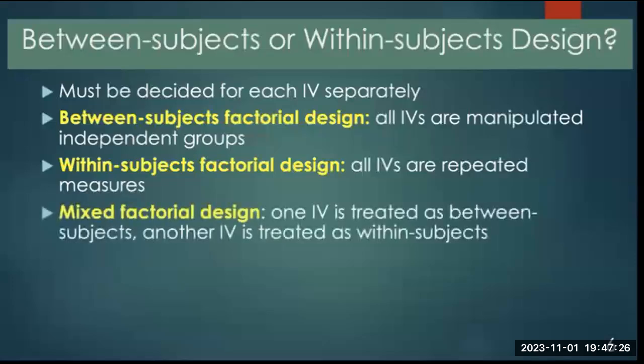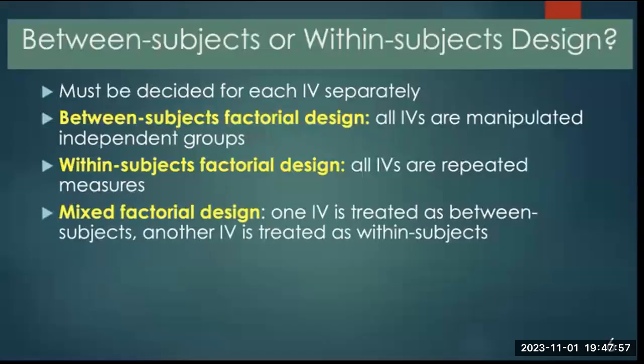Finally, you have what we call a mixed factorial design, where one independent variable is treated as between subjects, and the second one is treated as within subjects. When would you do this? Well, let's say one of the independent variables is a characteristic, a non-manipulated independent variable like someone's sex, male or female. You can't manipulate that, so you have to treat that independent variable as a between subjects component.